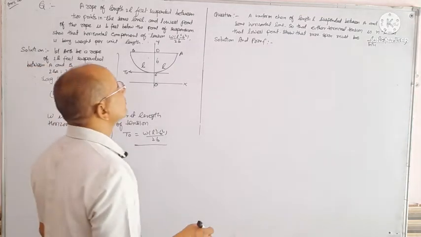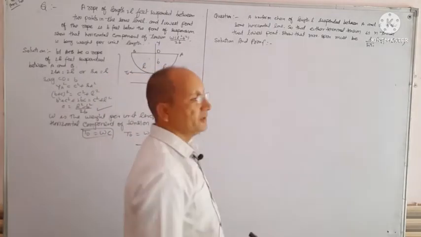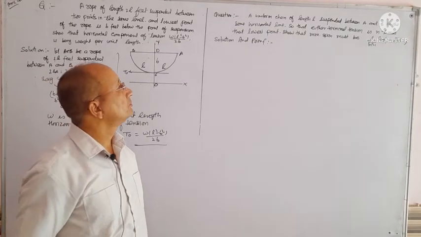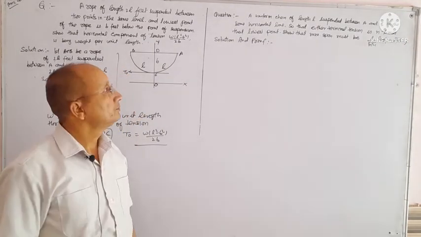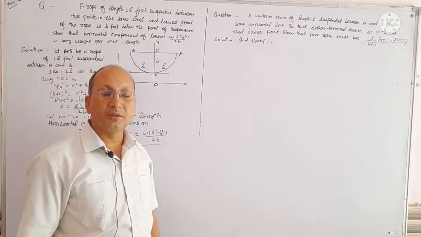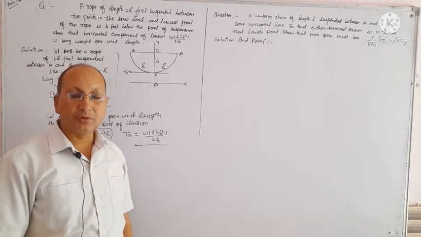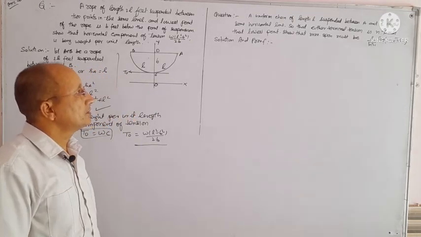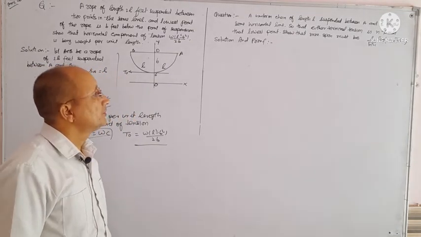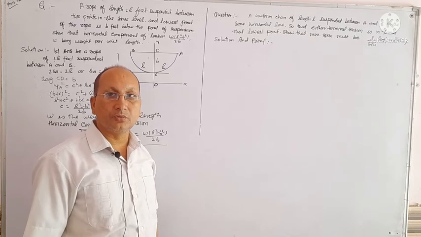Next question. A uniform chain of length L is suspended between A and B in the same horizontal line, so that either terminal tension is n times that at the lowest point. Prove that the maximum span must be L upon root n square minus 1 times log of n plus root n square minus 1.